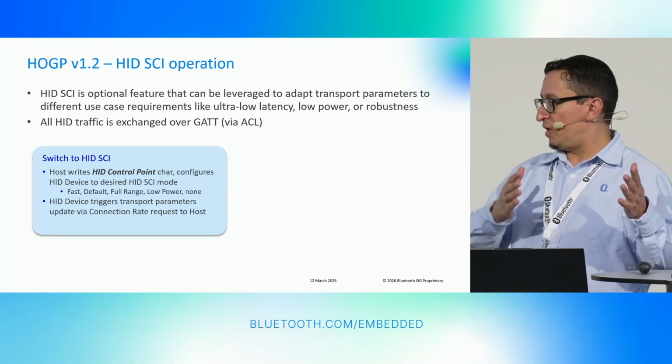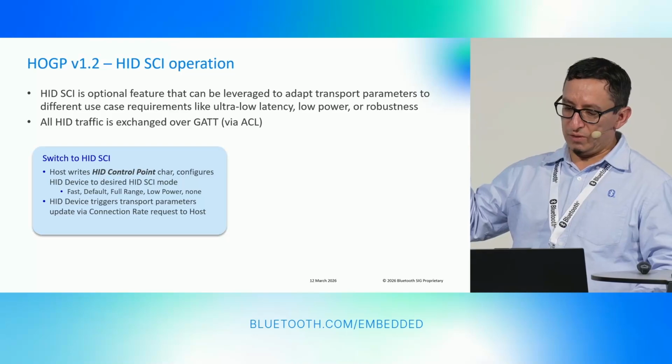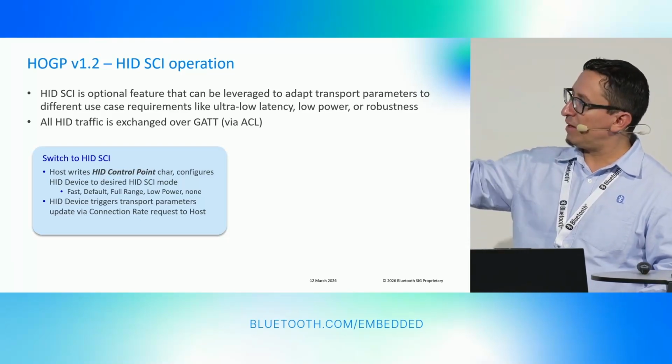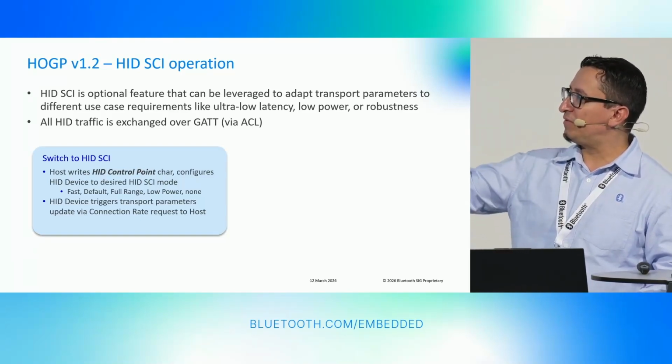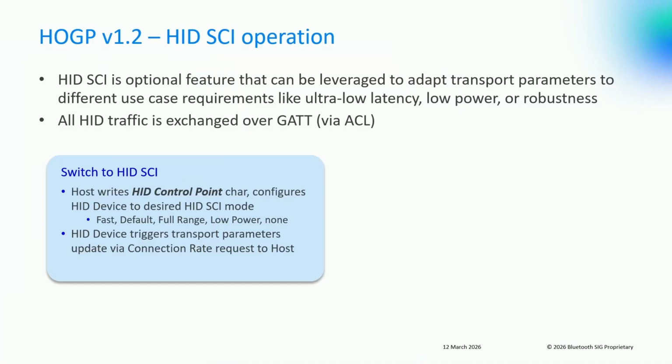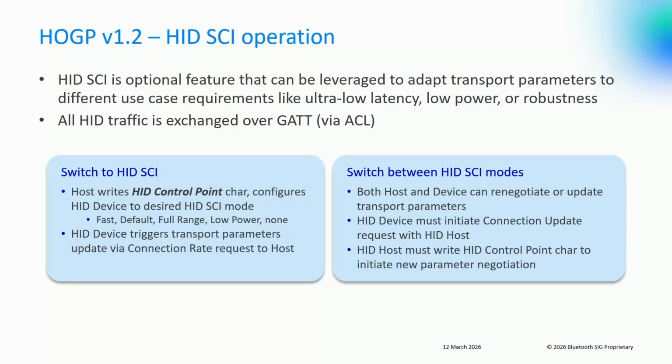When you review the HID over GATT profile document, you will see there are several HID SCI modes outlined, and their names are fast, default, full range, low power, and none. I'm not going to cover those here, but just be aware. To switch between HID SCI modes, both the HID host and the HID device can renegotiate or update their transport parameters. The device must initiate the connection update request with the HID host, and then the HID host must write again the HID control point characteristic to initiate the negotiation of new parameters.